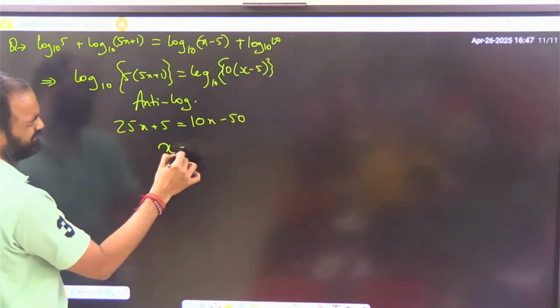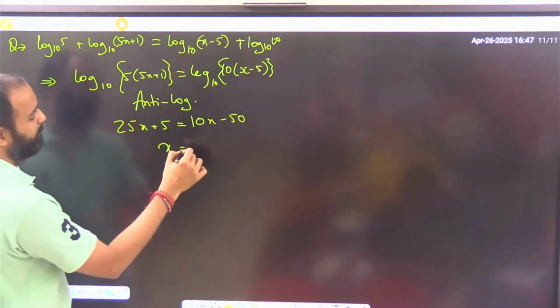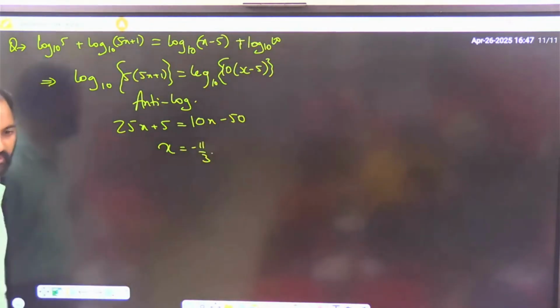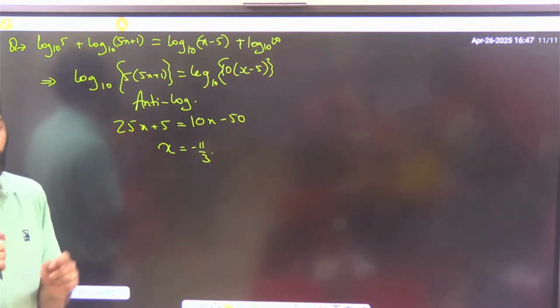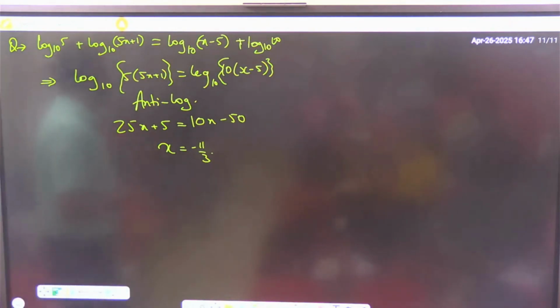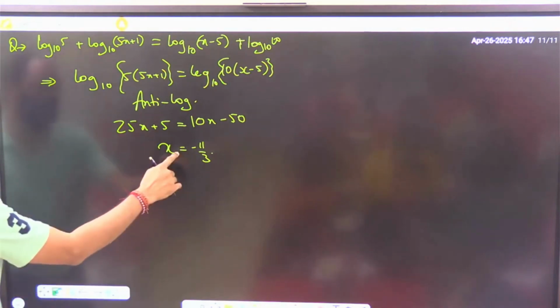What do you get for x? Minus 11 by 3. So we do get this as x, but it's not necessarily the final answer. What is the next step that we need to do? Verify. So we put this value in.